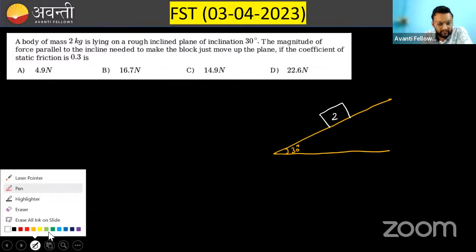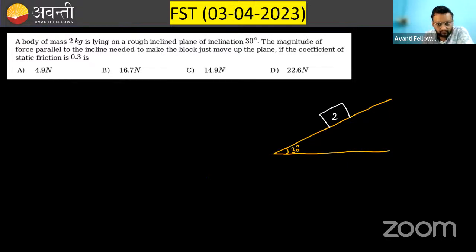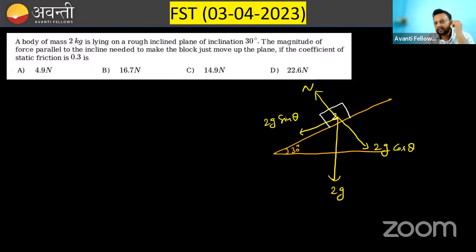Now, what are the forces that will be acting on it? One is its weight, that is mg, that is 2g. Another is normal reaction, that is N. Now, there will be components of the weight: 2g cos theta, and another component is 2g sin theta. Now, what are they asking?